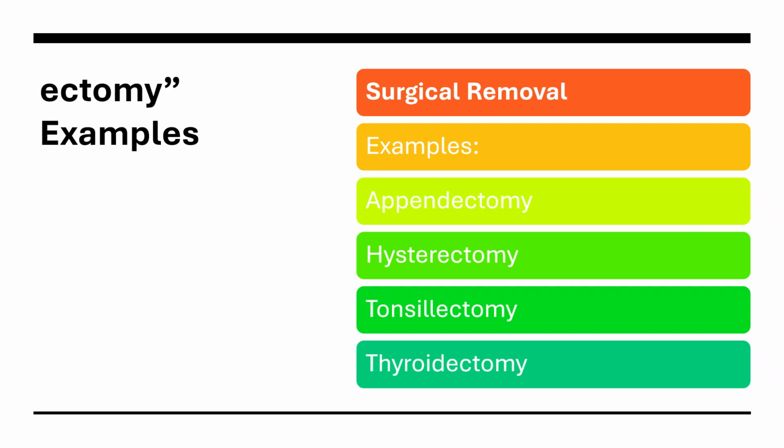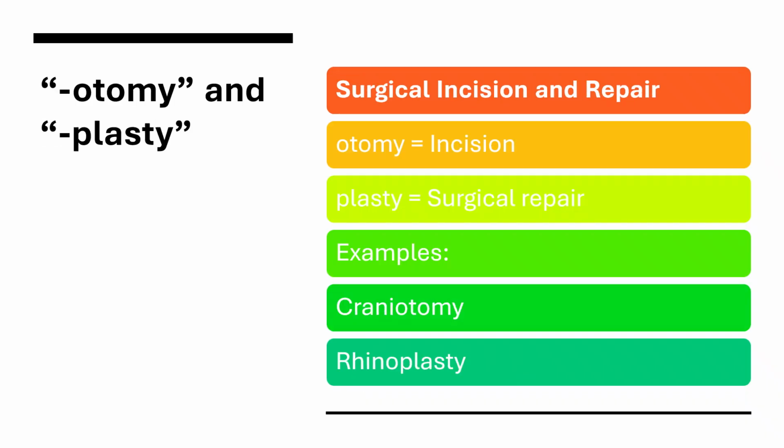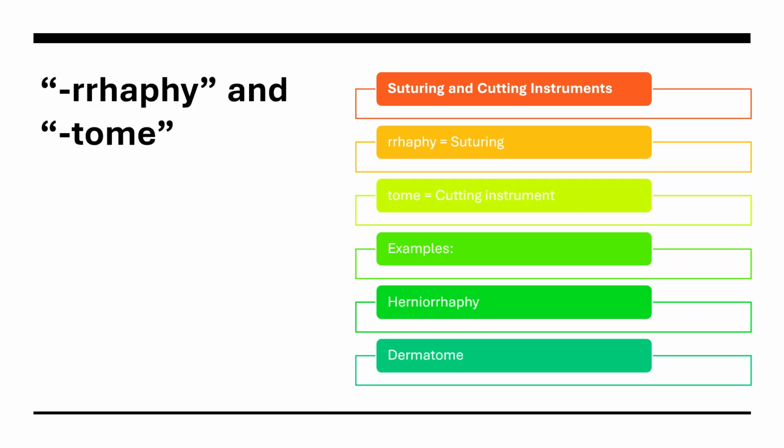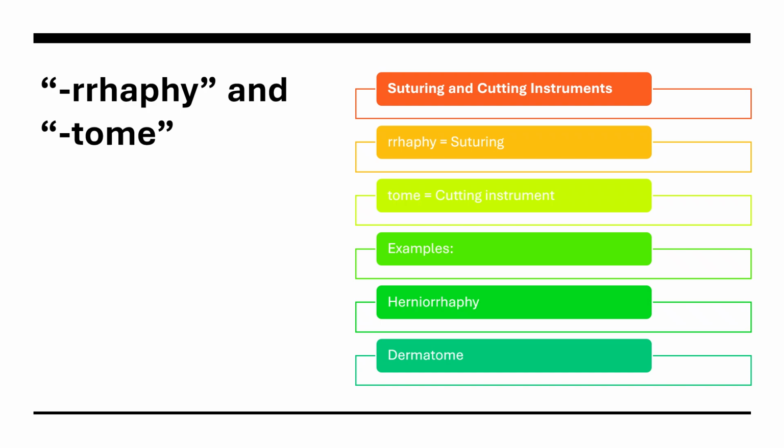The suffix ectomy means surgical removal. For example, appendectomy means removal of the appendix and tonsillectomy means removal of the tonsils. An otomy procedure involves cutting into a structure, while plasty refers to surgical repair or reconstruction. The suffix "rrhaphy" means surgical suturing or repair. The suffix "tome" refers to an instrument used for cutting.